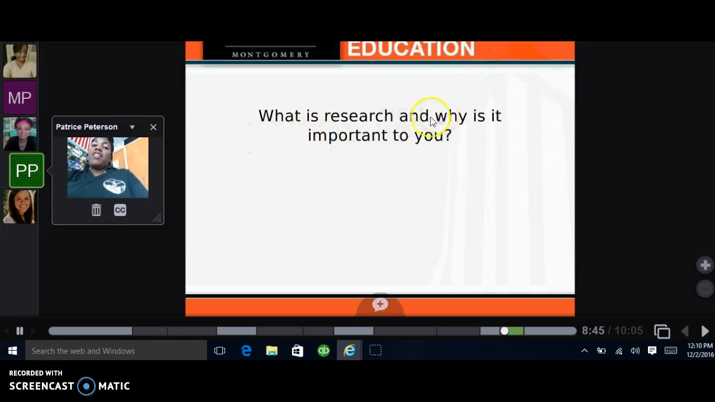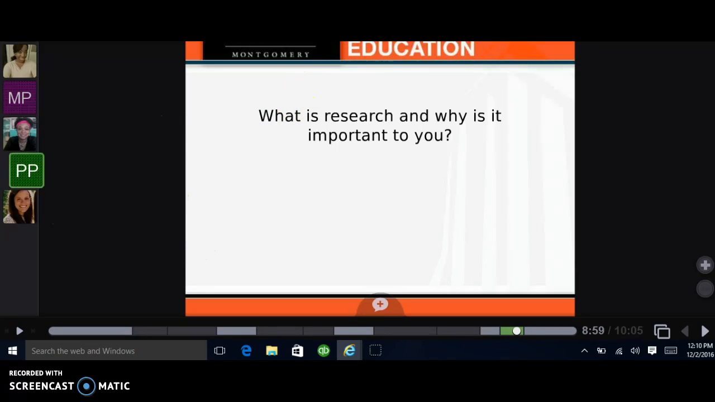One was what is research and why it is important to you. And so we had to do that weekly, which allows us to stay in contact with one another and connect with one another, as well as discuss with one another.